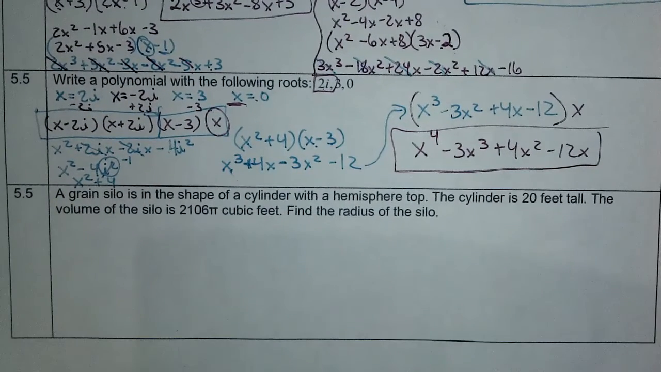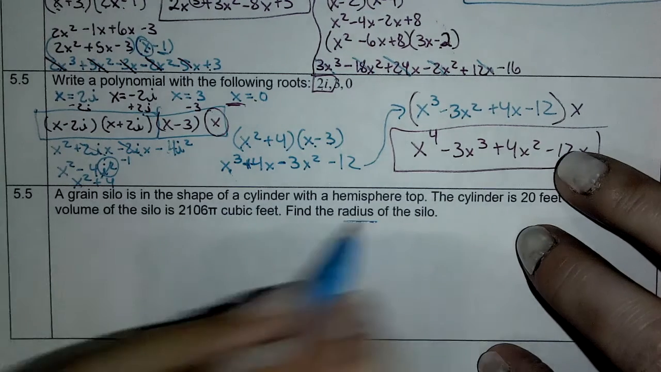So this is a grain silo. So it's a word problem. It says a grain silo is in the shape of a cylinder with a hemisphere top. The cylinder is 20 feet tall and the volume of the silo is 2,106 pi cubic feet. We want to find the radius.